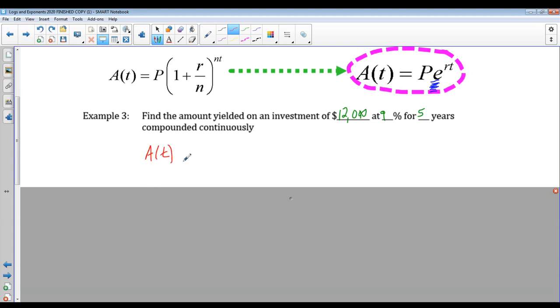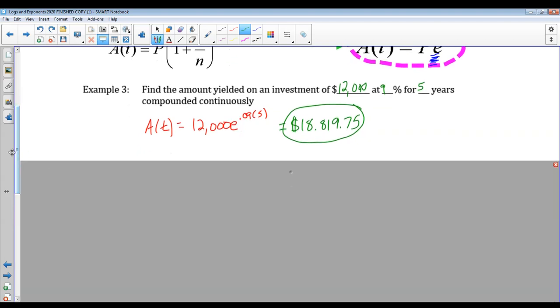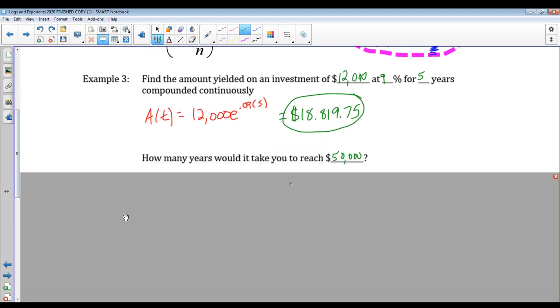So we have A of t equals our principal, P e to the r times t power. And now just right into our calculator, no algebra to do. We plug it in and we get $18,819.75, I believe. When I wrote this down, I think I can read my handwriting yet. So a little more money than we would have made if we just compounded that quarterly. All right, so the more we compound, the more it grows on top of itself.